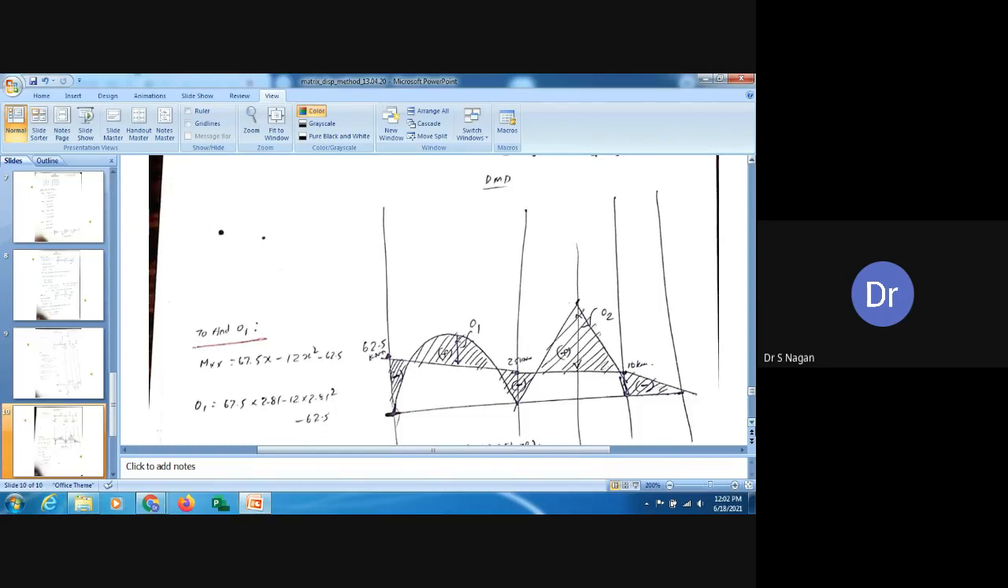Today evening, I'll send both the materials to madam, the moment distribution method as well as this matrix method. I'll share my material. So in the afternoon we will continue. In case you have any doubt, you can get it clarified now.